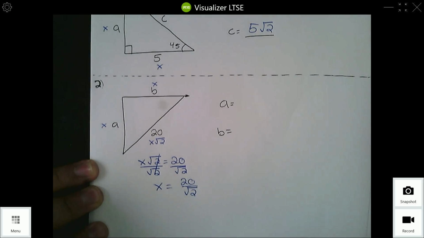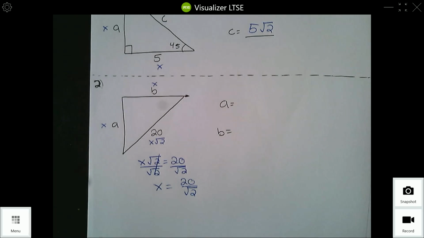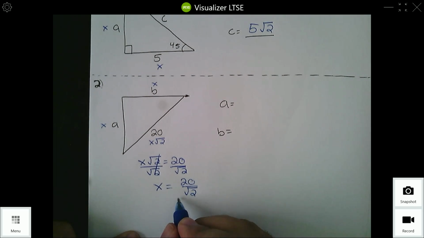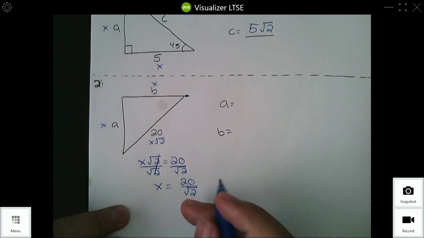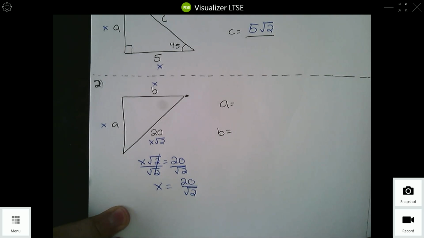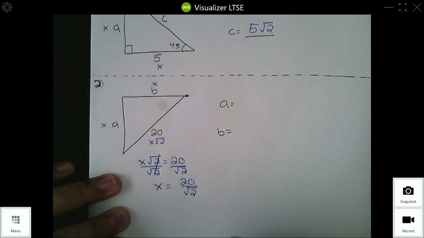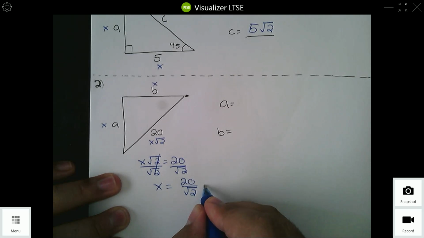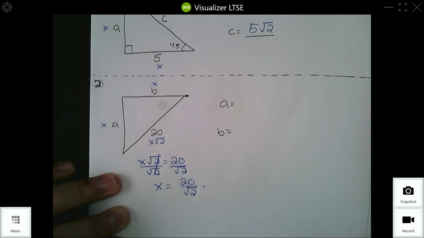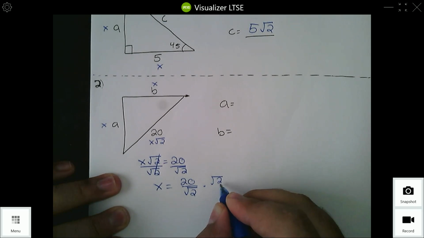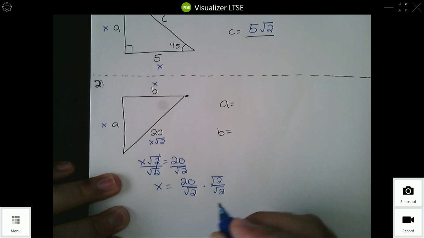Now, one of the rules we have to understand is we cannot have radicals on the bottom. A radical is a square root or any type of root. We can't have those on the bottom. It's bad manners to have it on the bottom. So we've got to bring it on top. So what you end up doing is you end up multiplying by whatever that radical is. That's typically how you get it on top. So we're going to multiply by it over itself. So we're going to say multiply by the square root of 2 over the square root of 2.